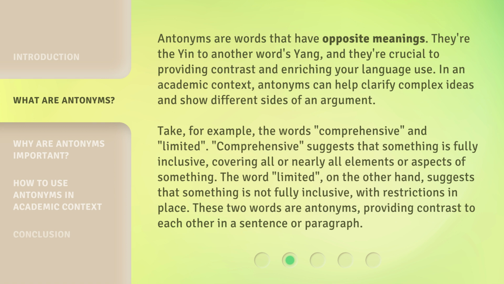Take, for example, the words comprehensive and limited. Comprehensive suggests that something is fully inclusive, covering all or nearly all elements or aspects of something. The word limited, on the other hand, suggests that something is not fully inclusive, with restrictions in place. These two words are antonyms, providing contrast to each other in a sentence or paragraph.